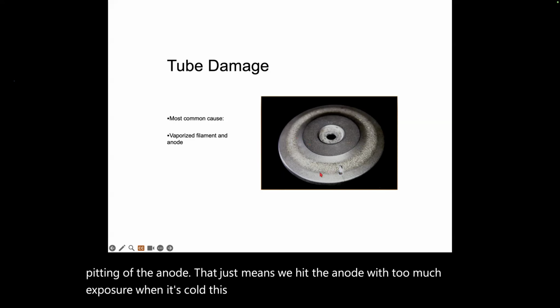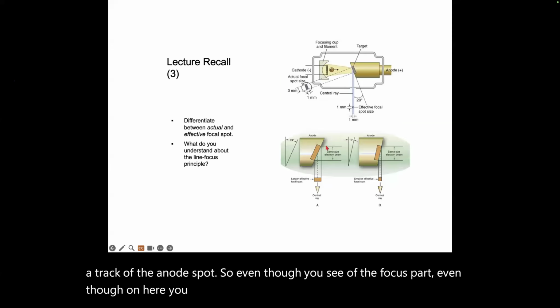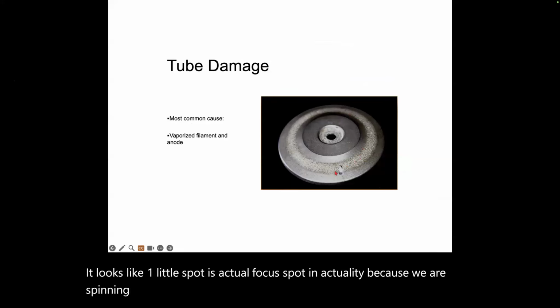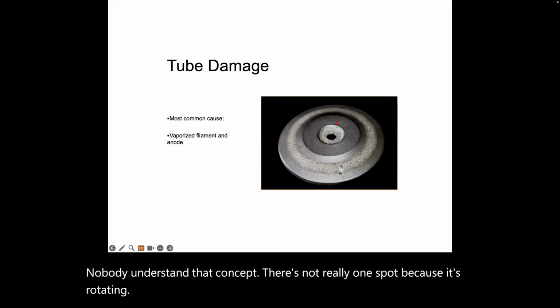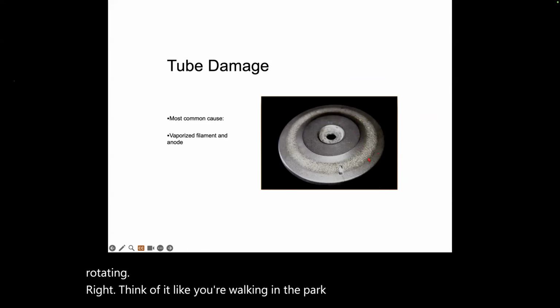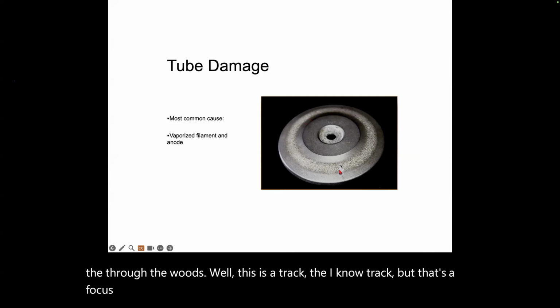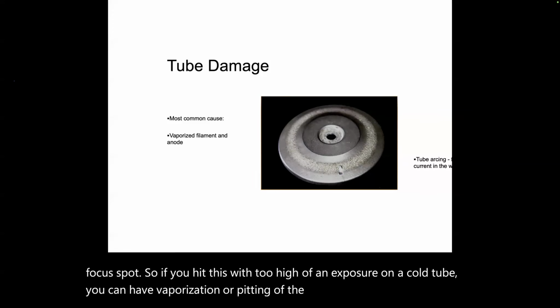This is a rotating anode. You can see it because there's a track of the anode spot. Even though it looks like one little spot is the actual focal spot, in actuality, because we are spinning the anode, it's a circle on the anode. Does everybody understand that concept? It's not really one spot because it's rotating. Think of it like you're walking in the park, but now you've made a track through the woods. This is the anode track, but that's a focal spot. So if you hit this with too high of an exposure on a cold tube, you can have vaporization or pitting of the anode. That can damage the tube.